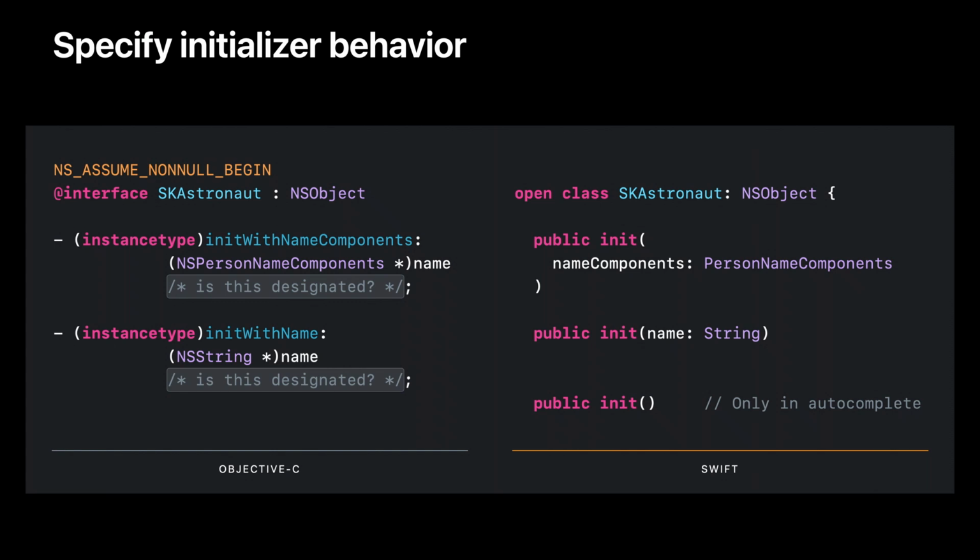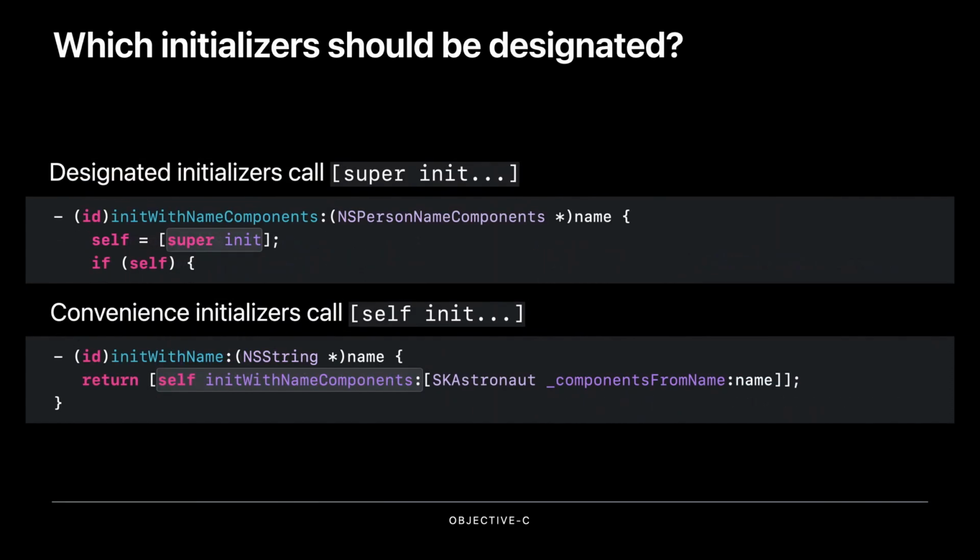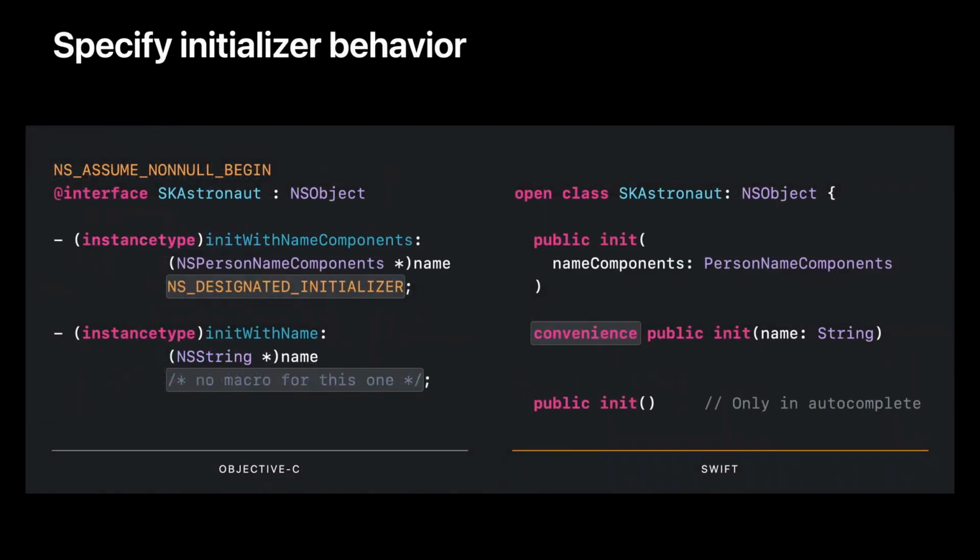So the first step in fixing this problem will be to opt into this convention by marking your designated initializers in your headers. If you're not sure which initializers should be designated, take a look at the implementation. Typically, designated initializers will call an init with super. Convenience initializers will call one with self. So by looking at their bodies, you can determine that init with name components should be designated, and init with name should be convenience. With that in mind, you can go back to the header file and mark the designated initializers with NS_DESIGNATED_INITIALIZER, while leaving the convenience initializers unchanged.